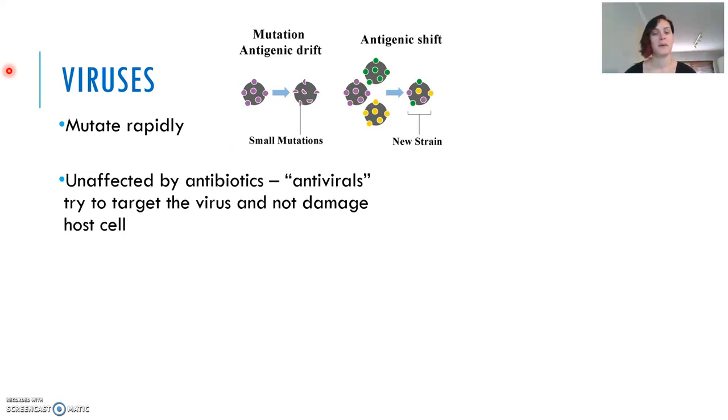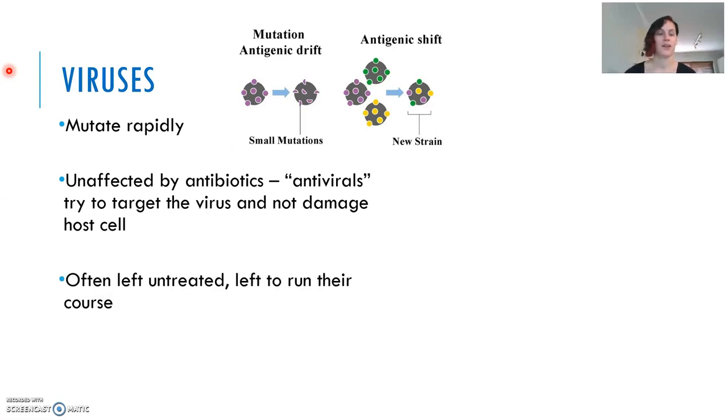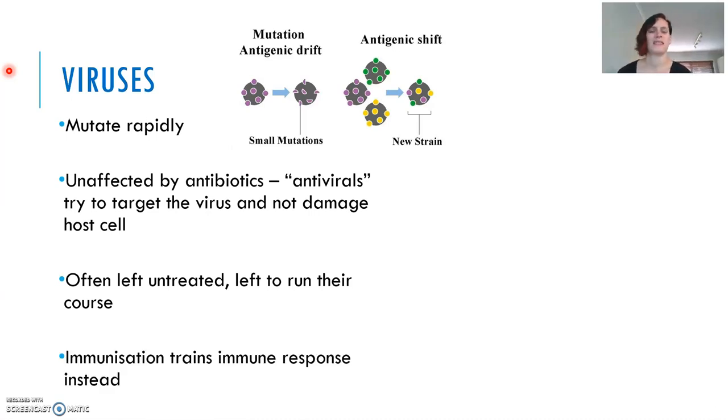They're unaffected by antibiotics, right? We have antivirals, but in order to try and kill off the virus, we have to try and avoid damaging the host cell. When the virus is in the host cell, that becomes really, really tricky, right? So we often just leave viruses untreated, left to run their course, which is easy to say when it's a flu. It's not as easy to say when it's Ebola and you're bleeding out of every orifice, right? Very, very unpleasant. And so that's why they try very hard to get antivirals, but it's not necessarily always going to work. Immunisation tends to train the immune response, and that's what we aim to do.